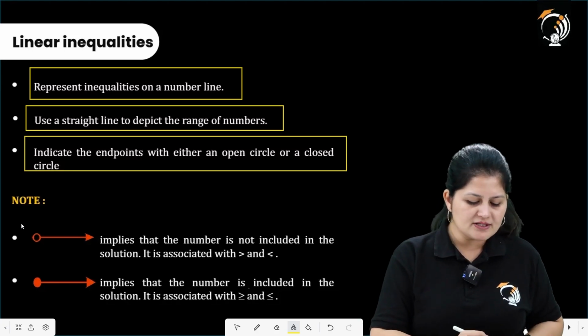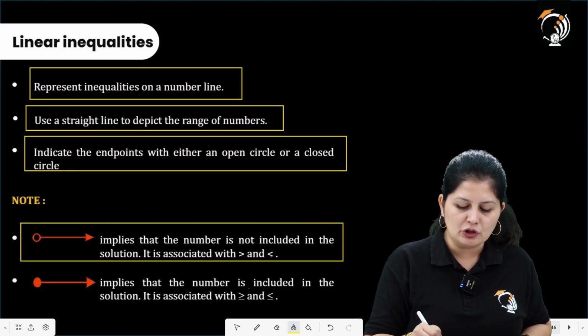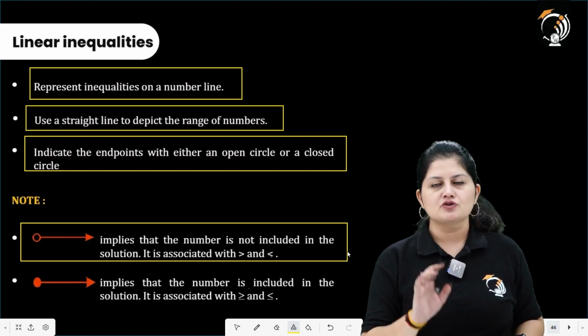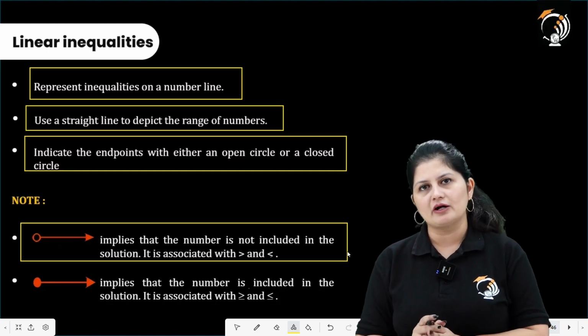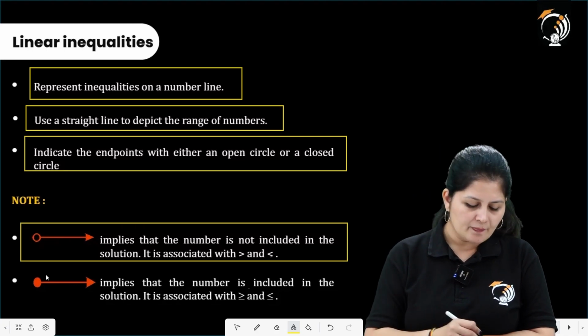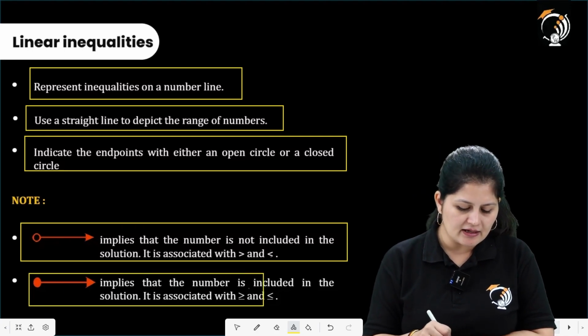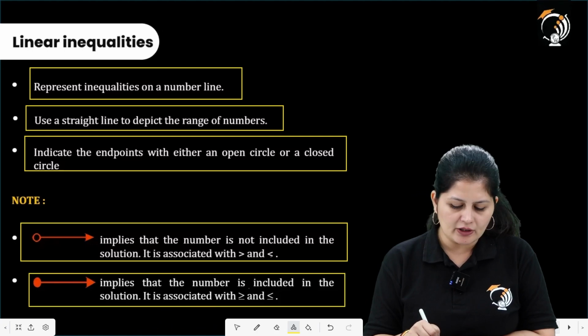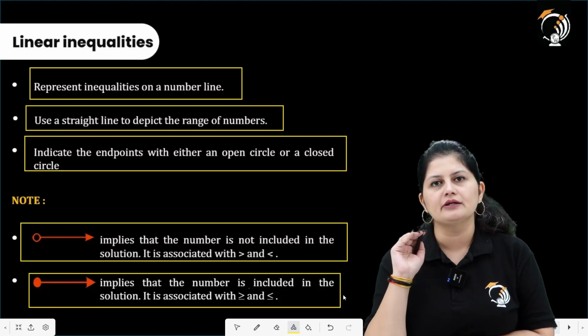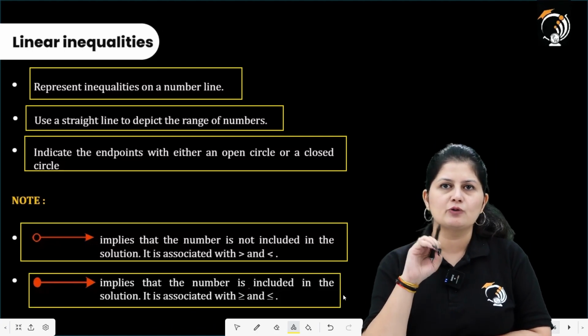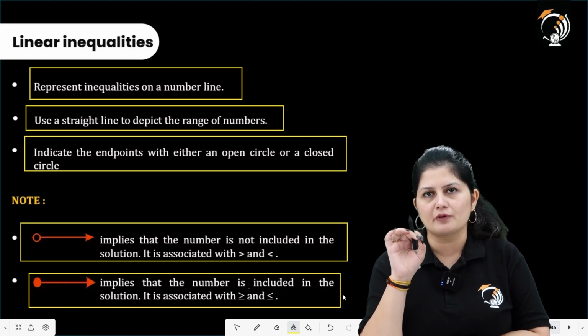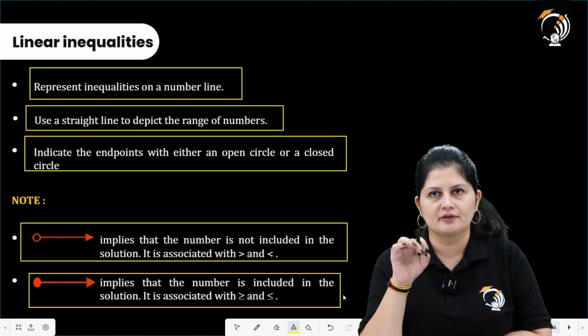The open circle here implies that the number is not included in the solution. So, whenever the number is not included, we are going to have an open circle, and whenever we see a solid circle, or a closed circle, that means that number is included, and the inequality sign comprises the equal to there. Understood?